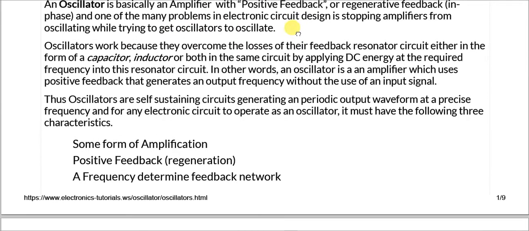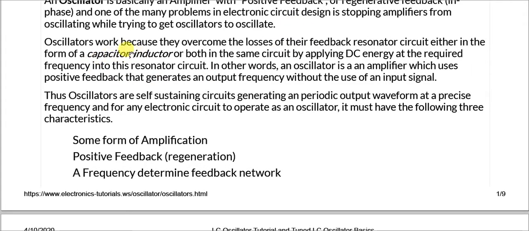So oscillators work because they overcome the losses of their feedback resonator circuits, either in the form of a capacitor, inductor, or both, in the same circuit by applying DC energy at the required frequency into the resonator circuit. In other words, an oscillator is an amplifier which uses positive feedback that generates an output frequency without the use of an input signal.